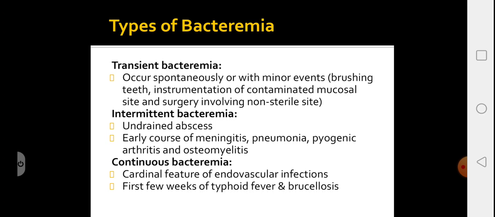All these lead to transient bacteremia because the bacteria which enter are small in number, so they are immediately eliminated by the reticuloendothelial system, and usually they do not cause septicemia or infection.